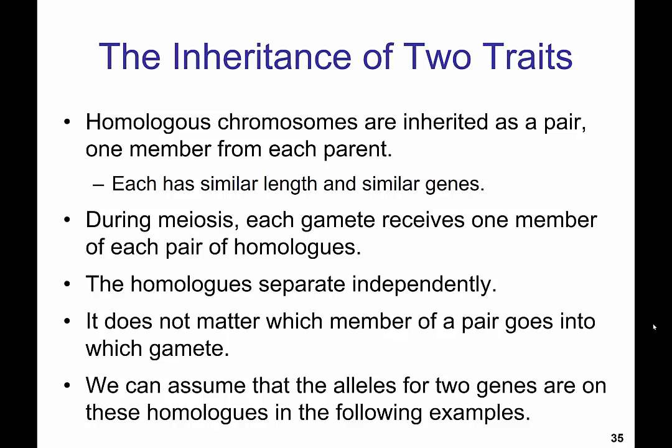During meiosis, each gamete receives one member of each pair of homologs. This is why during meiosis we get haploid cells from diploid cells. Now the homologs separate independently.